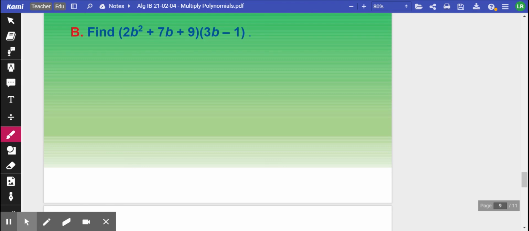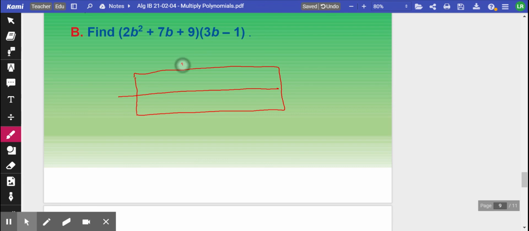So I just need the same size box. I need a side with 2, and I need a side with 3. Okay, and that's the way I'm going to orient it. Now on the side with 2, I need my binomial. I have to put that one there because it has 2 things, 3b minus 1. On the side with 3, I'm going to put the trinomial, 2b squared plus 7b plus 9.